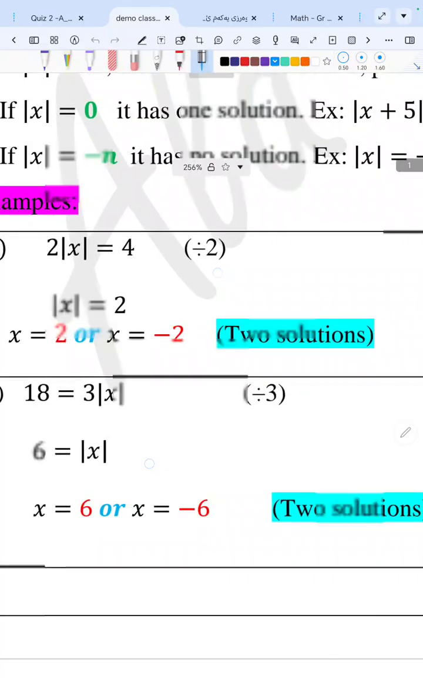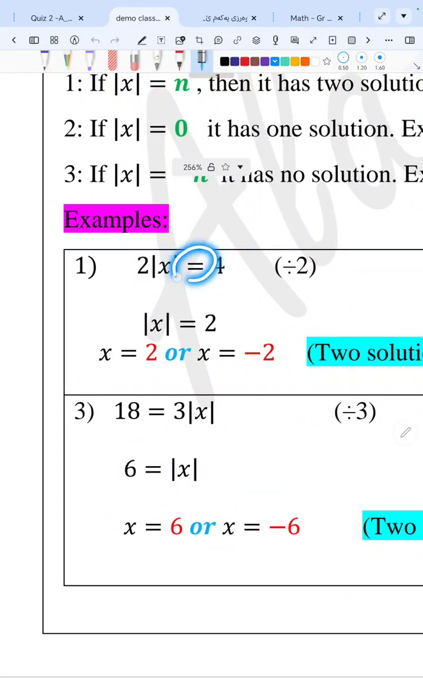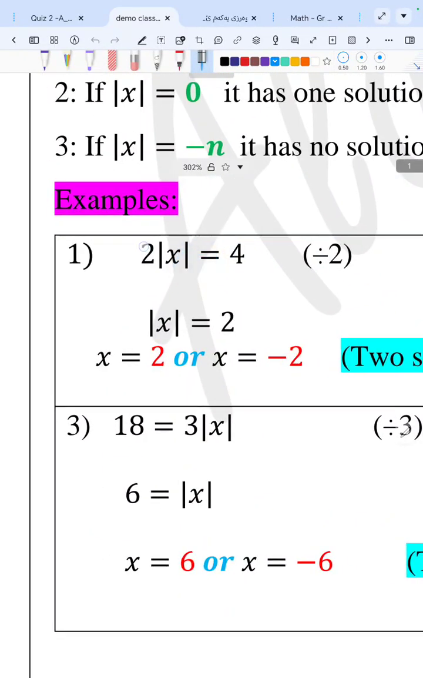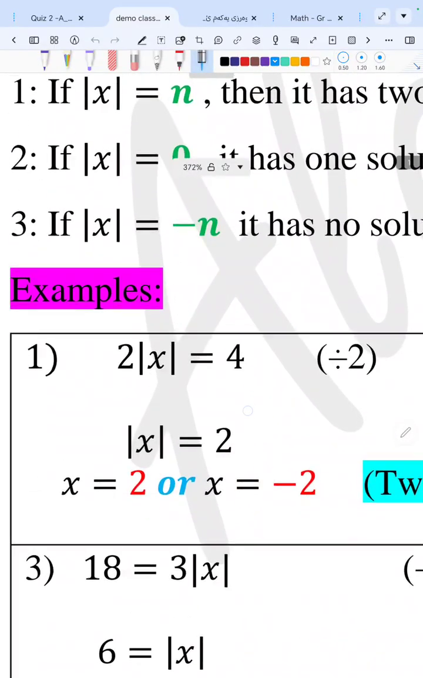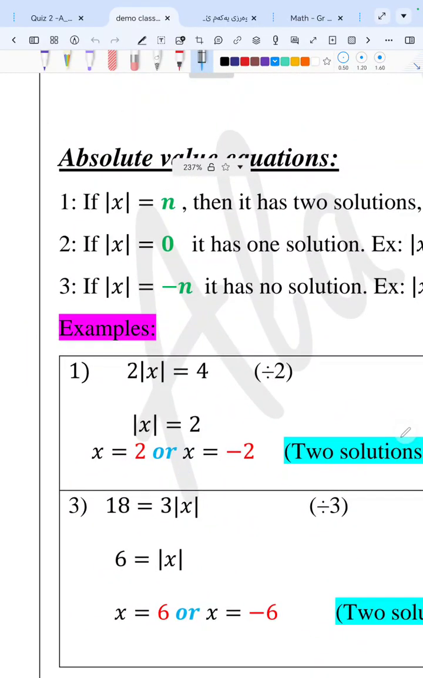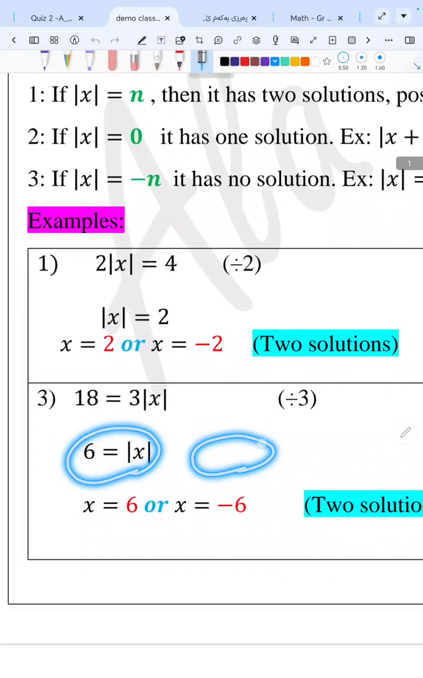Let's solve some examples about absolute value equations. Here we have 2 times the absolute value of x equals 4. Okay, the absolute value must be alone. So how to get rid of the 2? Divide by 2, divide by 2. The 2 and 2 cancel each other. The absolute value remains, equals 4 divided by 2, which is 2. Now, following the rules, if the absolute value equals a positive number, it has two solutions, positive and negative.